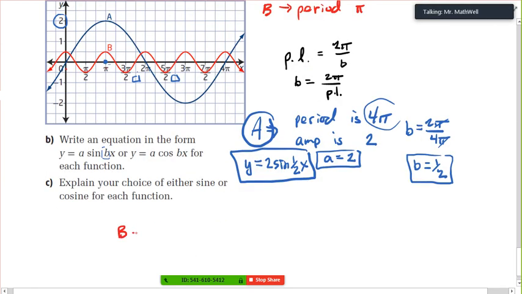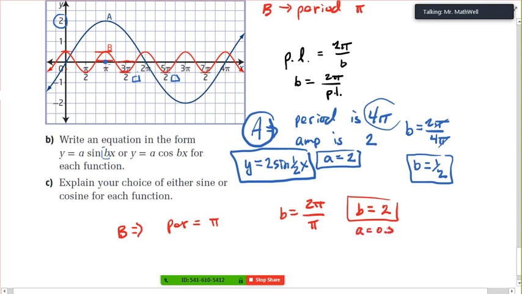In red, we already know that the period is pi units. So we know that b is 2 pi over the period length, 2 pi over pi. So b is going to be equal to 2. That's excellent. What is the amplitude? From the midline to the maximum displacement, it looks like it's 0.5. Do you see that? From the midline to the maximum displacement, or from the midline to the minimum, it's 0.5. So a is going to be 0.5.